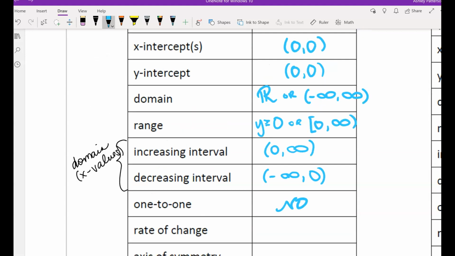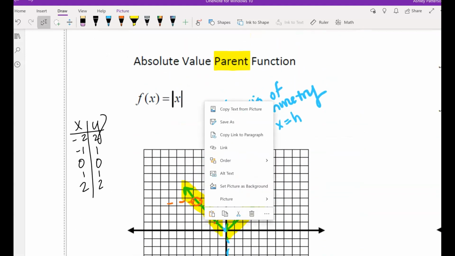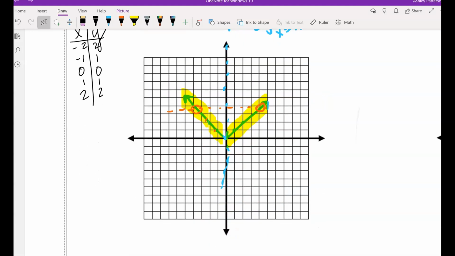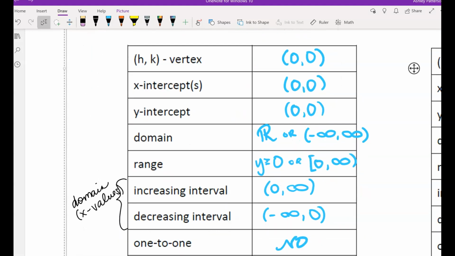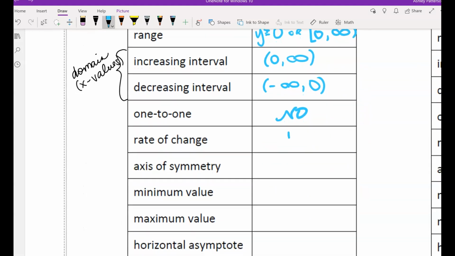Okay. Rate of change, our slope is 1, but I want to address not only the left and the right, so we're going to put plus and minus 1. We already talked about the axis of symmetry being the h value, so x is equal to 0. Don't forget to write down x equals, because it is a line even though it's dashed.